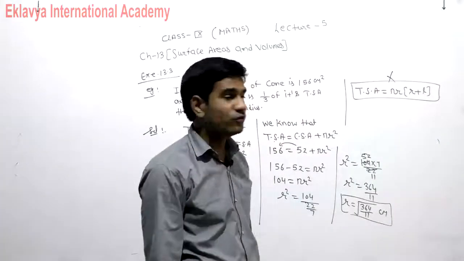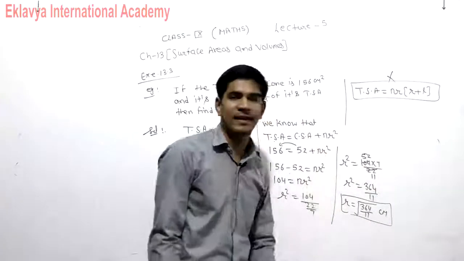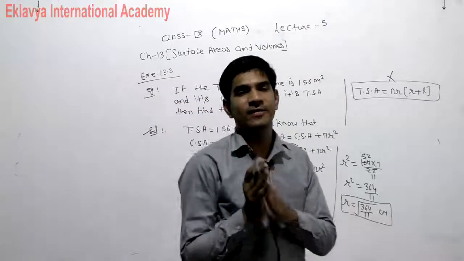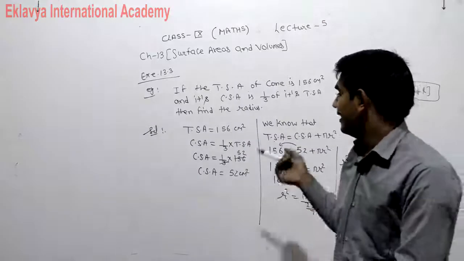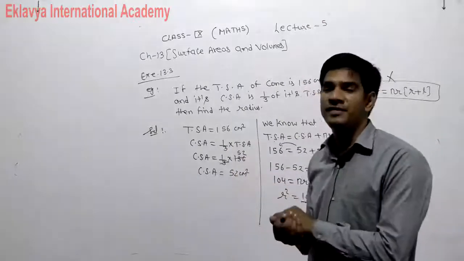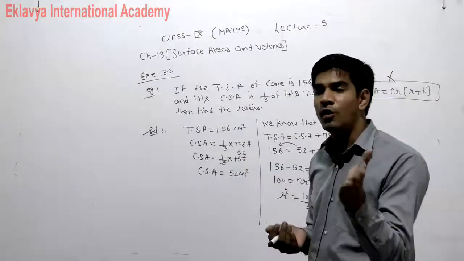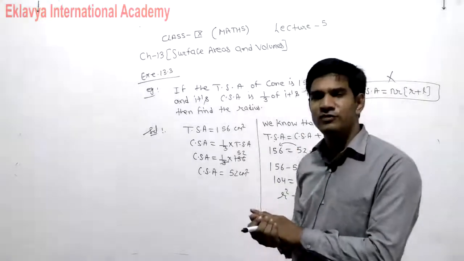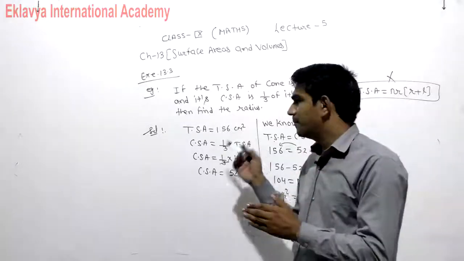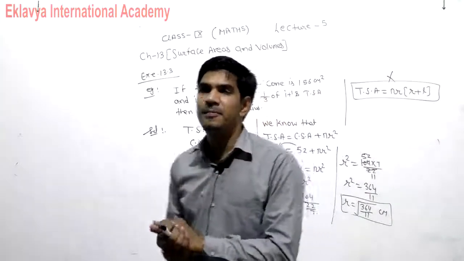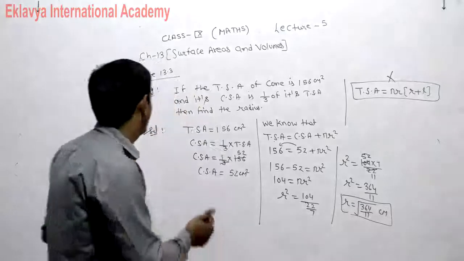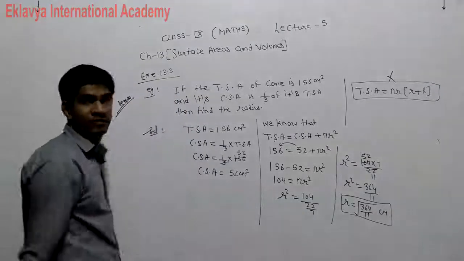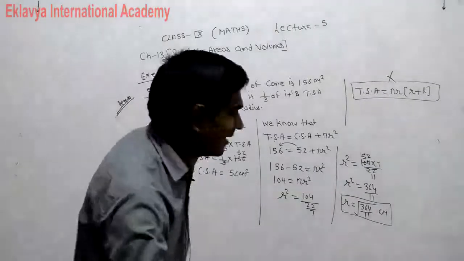Why will we not use that formula here? Because here CSA is given and TSA is given. The total surface area is given, and second, the curved surface area is given. So we know how we obtain the total surface area: it is equal to the curved surface area plus the base area, which is pi r square. So that's why this question is different and important. Understand?